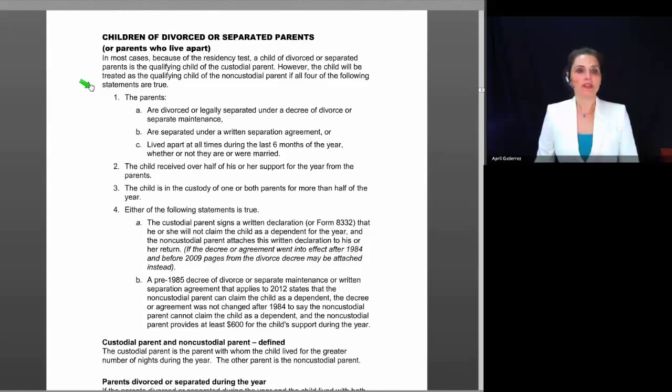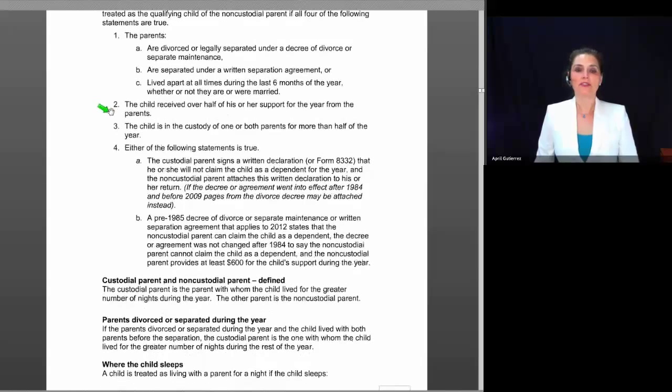So a child will be treated as the qualifying child of the non-custodial parent if all four of the following statements are true. Number one, the parents are divorced or legally separated under decree of divorce or separate maintenance, are separated under a written separation agreement, or lived apart at all times during the last 6 months of the year, whether or not they were ever married. The child received over half of his or her support for the year from the parents and not someone else. The child is in the custody of one or both parents for more than half of the year, not someone else. And either of the following statements is true.